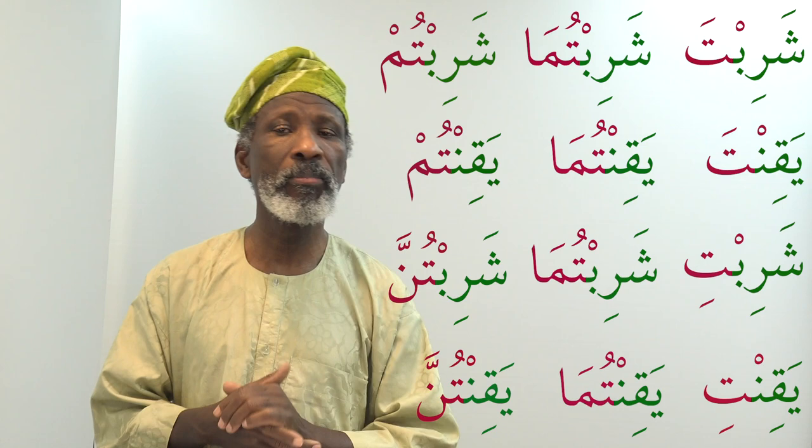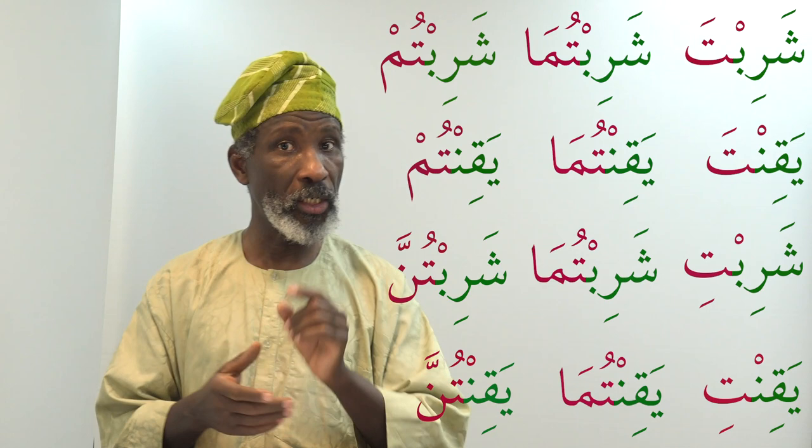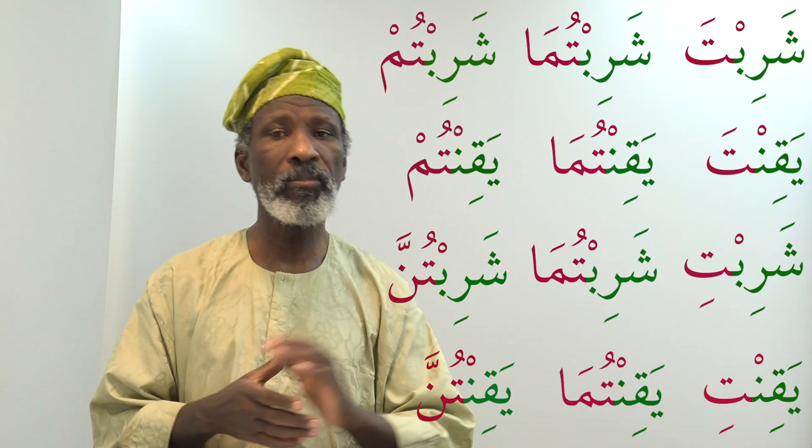Yaqintuma ending. Okay. If you are speaking to a group of men, three or more, you will say again sukun. After sukun, you add tum. Sharibtum. Yaqintum. If you are speaking to three or more female, you add tunna after the sukun. Sharibtunna, yaqintunna. So the second person is sharibta yaqinta, sharibti yaqinti, sharibtuma yaqintuma, sharibtuma yaqintuma, sharibtum yaqintum, sharibtunna yaqintunna.